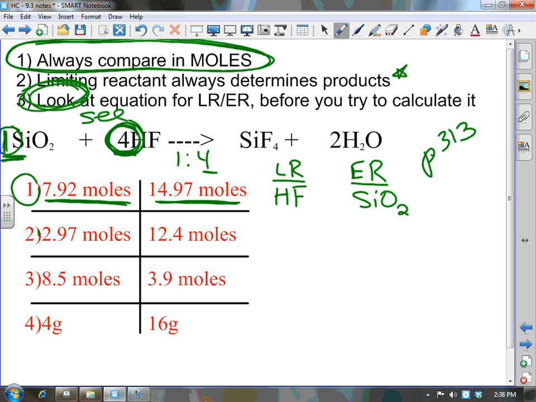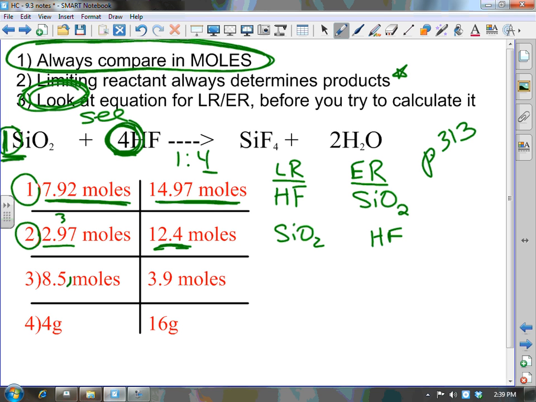Second example. I have 2.97 moles of SiO2, 12.4 moles of HF. Do I have 4 times more HF? Well, if I call that 3, and I call this just a little bit greater than 12, 3 to just over 12, yeah, actually I've got slightly more than 4 times greater. So if I've got slightly more than 4 times greater of HF, that's now the excess reactant, and SiO2 is the limiting. Third example, still the 1 to 4 ratio.